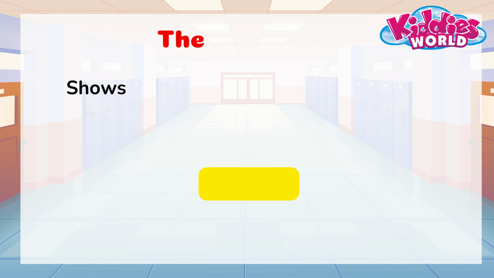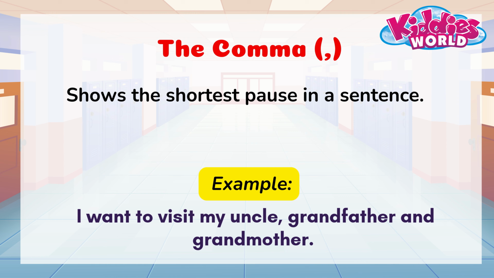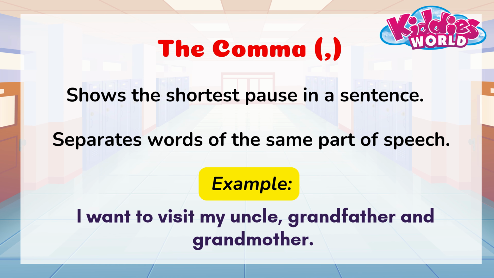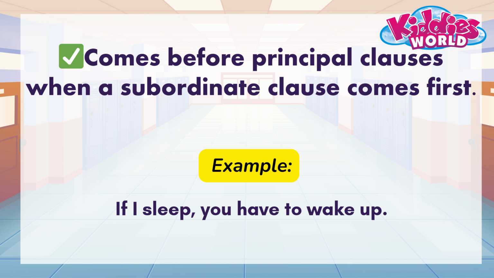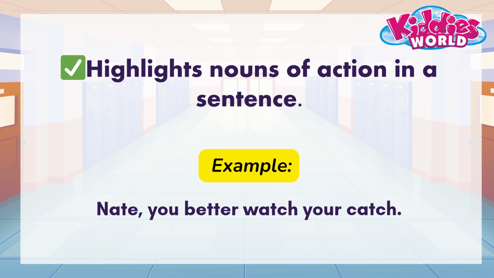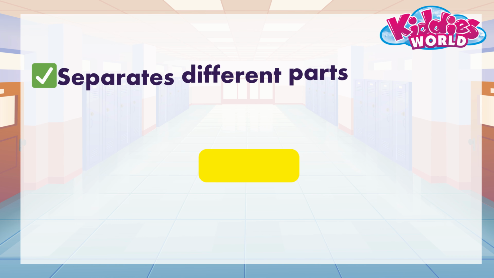The comma shows the shortest pause in a sentence. Separates words of the same part of speech. Separates phrases or clauses in a sentence. Comes before principal clauses when a subordinate clause comes first. Highlights nouns of action in a sentence.